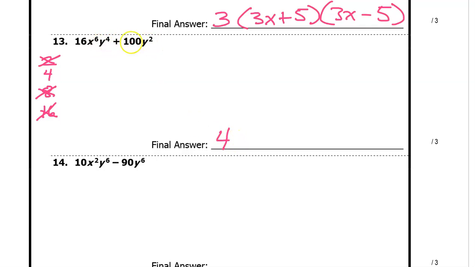Are there y's in both terms? Yes. What's the smaller amount of y's? The second term has 2 y's. That's the smaller amount. So that means 4y squared is my GCF. To figure out what goes inside the parentheses, I need to divide by that GCF.